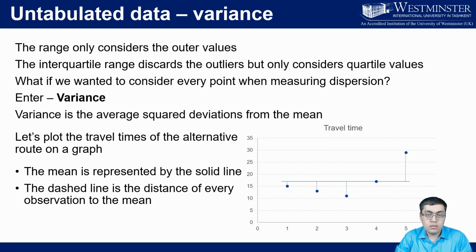Let's plot the travel times of the alternative route on a graph first, to have a visual perspective on it. So the mean, which was 17, is represented by this solid line. Then I have here a dashed line which represents the distance of every data point that we have from this mean. Now what we want to do is to find the average distance of all of our data points from this particular mean.